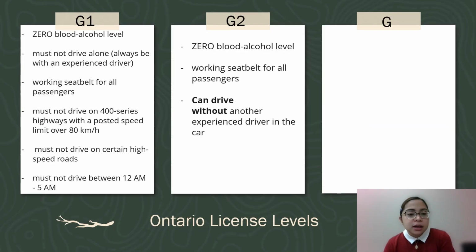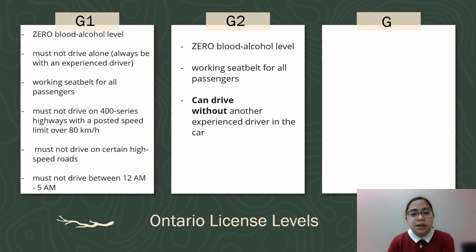But before we talk about that, just so you know the difference, if you are a G1 driver's license holder, there are certain conditions. You should have a zero blood alcohol level. You must not drive alone. You should always be with an experienced driver, and the experienced driver should have at least 4 years of driver's license or driving experience. You should have a working seatbelt for all passengers. You must not drive on 400 series highways. You must not drive on certain high-speed roads, and you must not drive between 12 a.m. to 5 a.m.